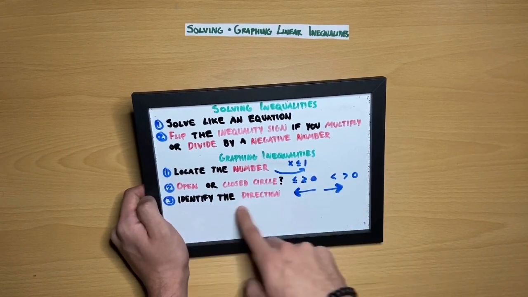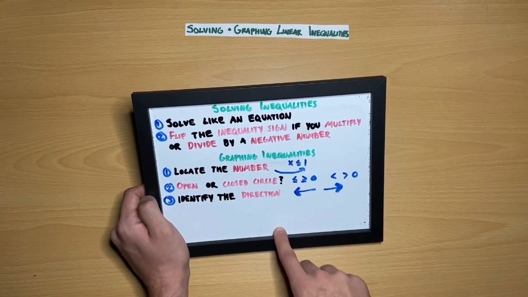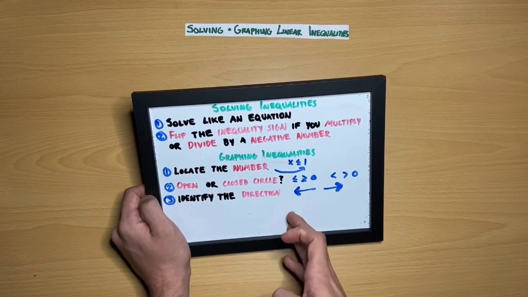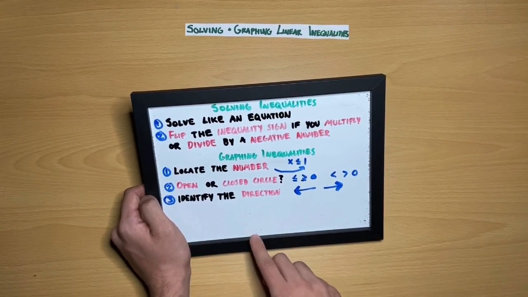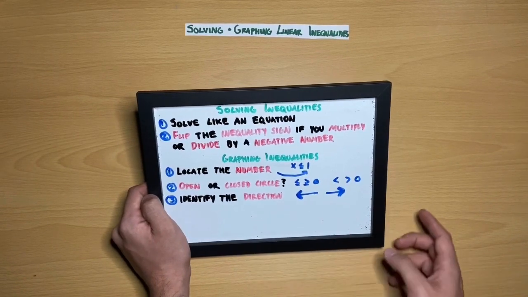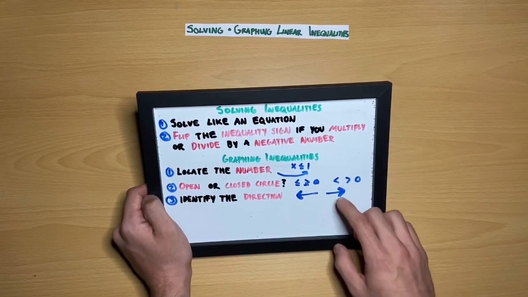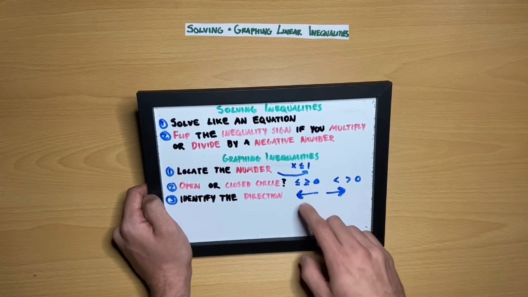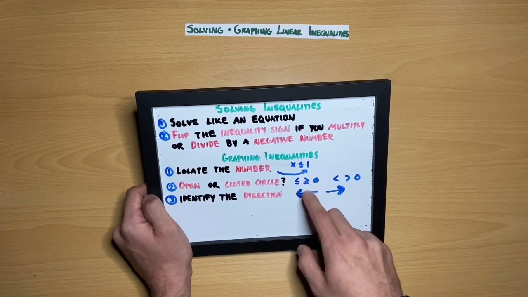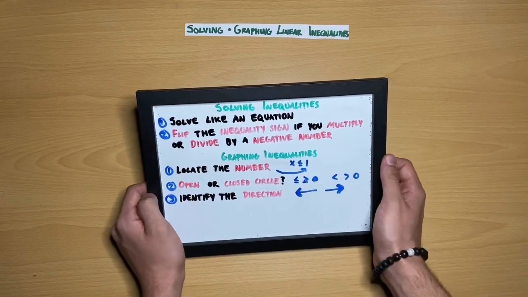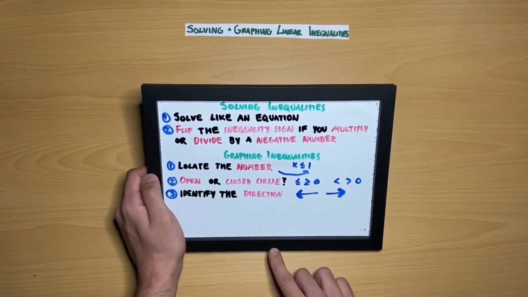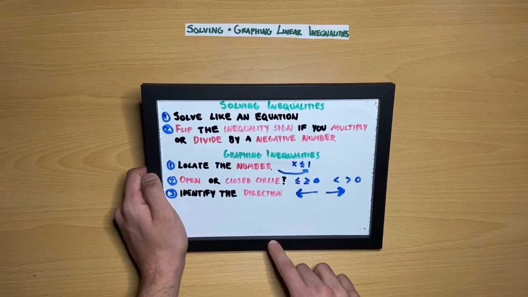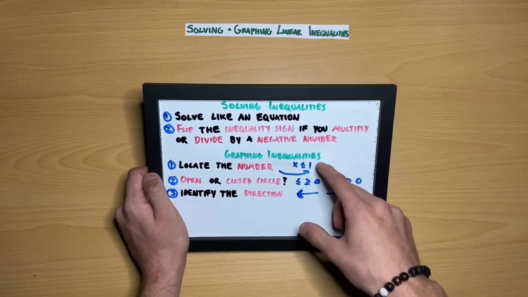And then finally, you would identify the direction. So is x less than this number? So is it to the left? Or is x greater than this number? Is it to the right? And you can always use that little trick that we did where the inequality sign matches the direction of the arrow.